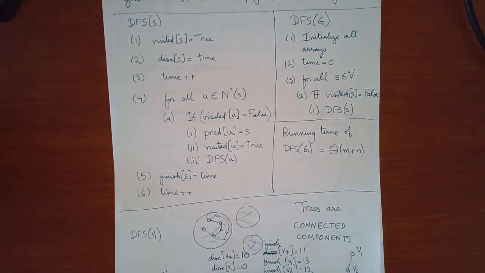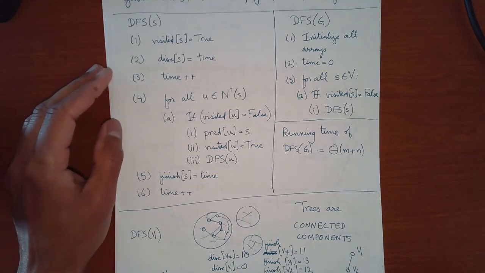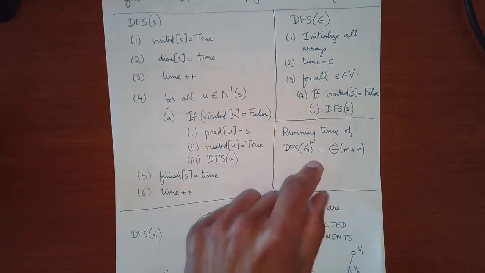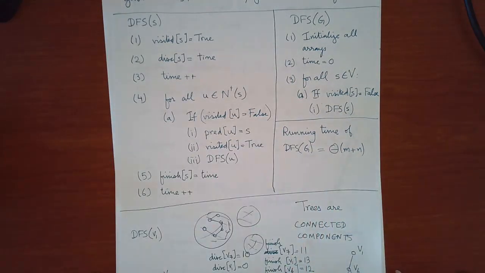And you can see, with the same logic as the BFS running time, that the running time of DFS is theta of m plus n. Someone had a question about BFS runtime. This is a good time to ask that question.